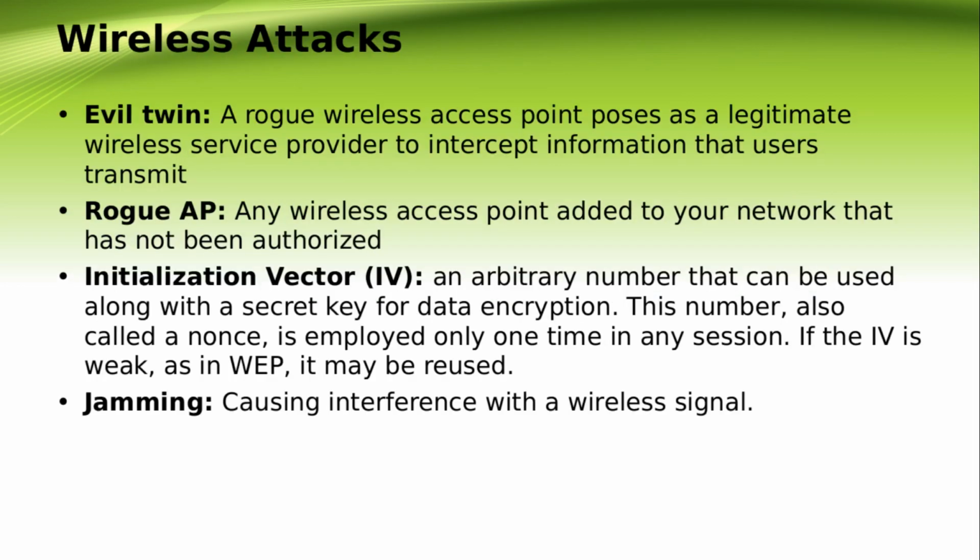So, wireless attacks. There are several types of attacks. First, evil twin: a rogue wireless access point poses as a legitimate wireless service provider to intercept information that users transmit. Then rogue AP: any wireless access point added to your network that has not been authorized. Then IV, and jamming; you can see those definitions. So what is a wireless attack?